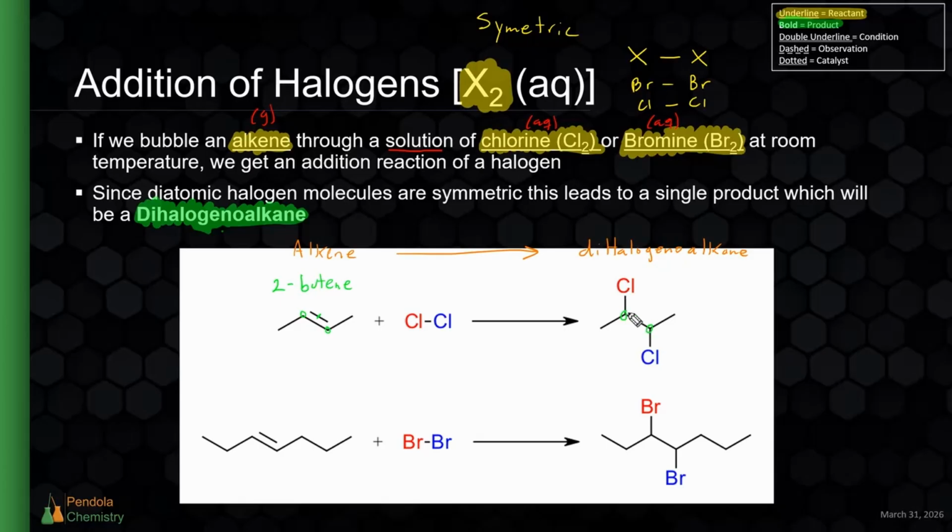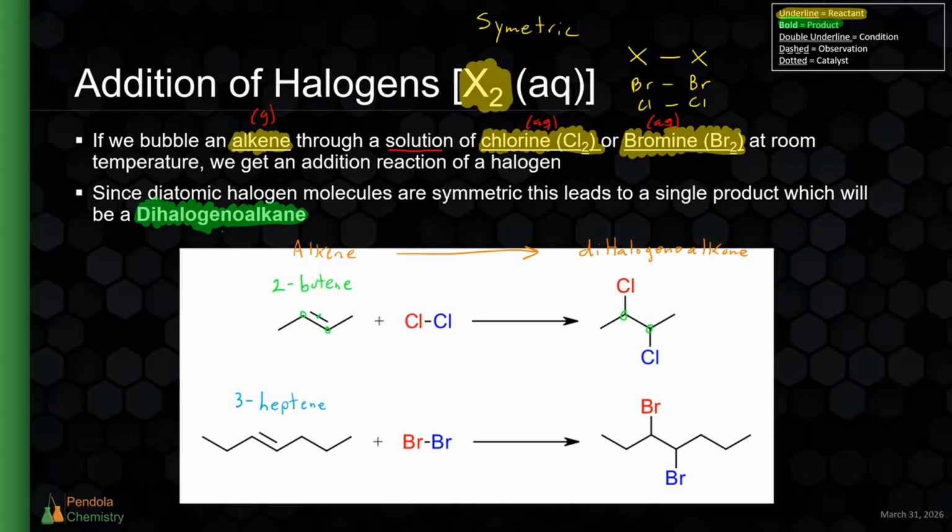And because we're adding chlorine to both the carbons, it doesn't matter which one gets which chlorine, because we're going to get the exact same compound if we just flip the chlorines from one carbon to the other. Same thing happens here with this bigger alkene. We have 1, 2, 3, 4, 5, 6, 7. So this is heptene. And the double bond, sorry, is on the 1, 2, 3rd carbon. So it's 3-heptene.